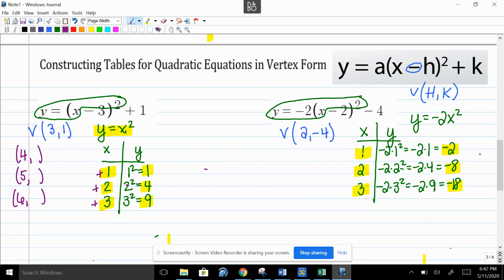On the other side, because remember, this is making a U. Okay, these are parabolas. These are making a U, which we said are symmetrical.